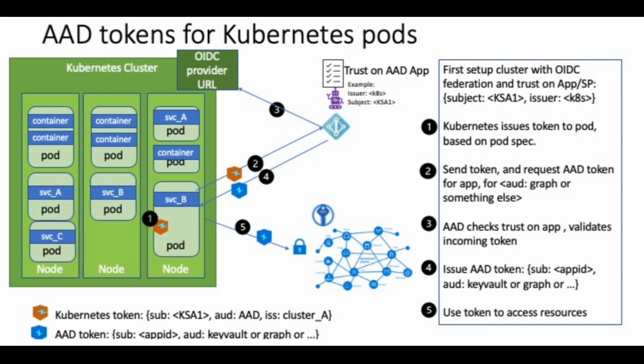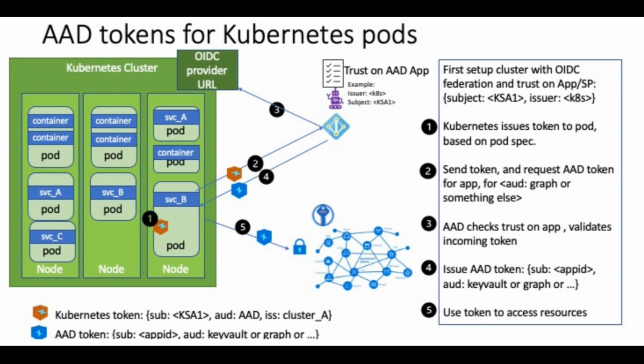Entra ID validates the Kubernetes token, checks that it matches the federated credentials you configured, and issues an Azure access token. Your pod uses this access token to authenticate to Azure services. No secrets, no passwords, just tokens all the way down. This is OAuth client credentials flow with a twist. Instead of using a client secret, you're using a Kubernetes-issued token as a client assertion to prove your identity.